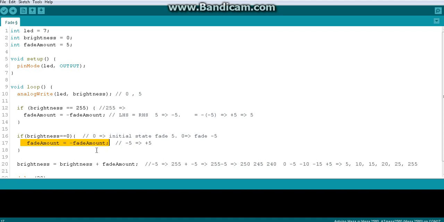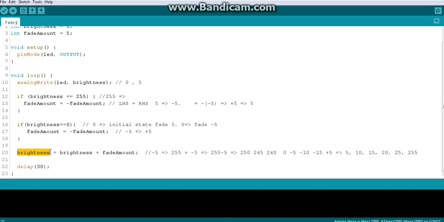So what will happen at the next iteration? Brightness will become minus 5. So when the brightness becomes 0, we have to make a change from minus 5 to plus 5. But here we have the plus 5, so the switch change will be minus 5. So what is the problem? At the first iteration, at the initial state, I mean when the program starts, this issue is going to happen. So what can I do? I should make the code not get into this if condition at the initial state. How can you do it?